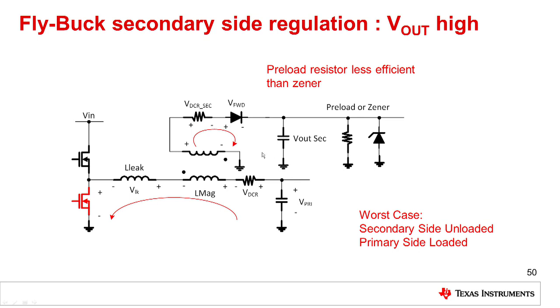In this case, we look at the opposite example, where the load current in the secondary is very light and the load current in the primary side is very heavy. The voltage drops add up such that your secondary output voltage will be larger than desired. In this case, you can either use a preload or a Zener diode as a regulator.